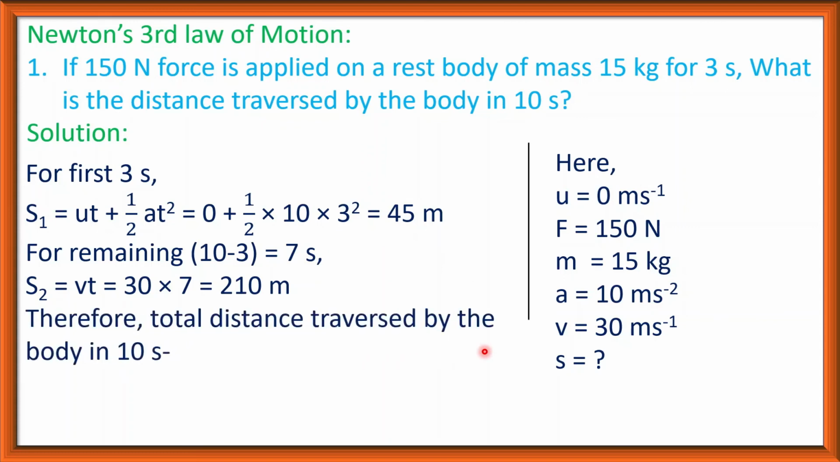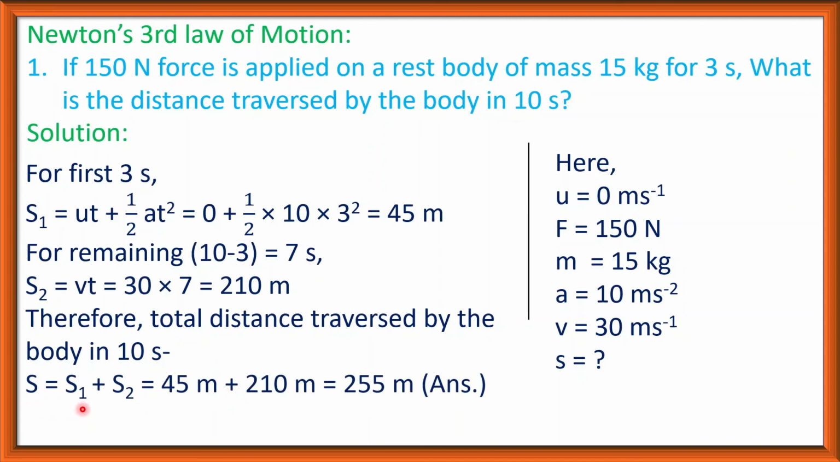Therefore total distance traversed by the body in 10 seconds, S is equal to S1 plus S2. S1 means distance traversed by the body in 3 seconds, and S2 means distance traversed by the body in 7 seconds. So in 10 seconds total distance S1 plus S2, 45 meter plus 210 meter, is equal to 255 meter. This is the total distance traversed by the body in 10 seconds.